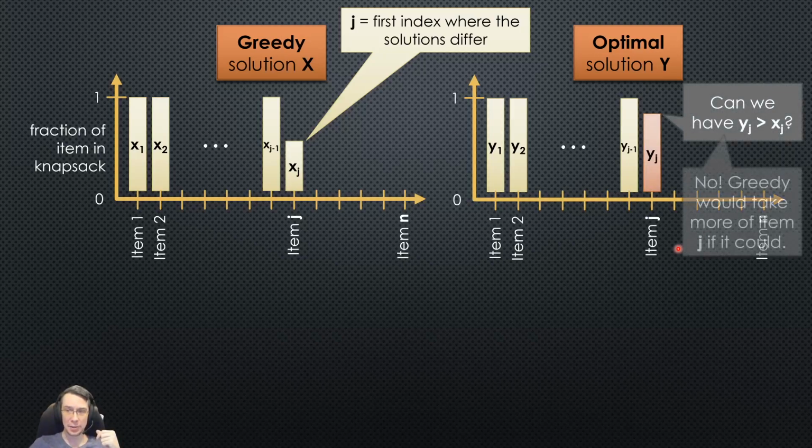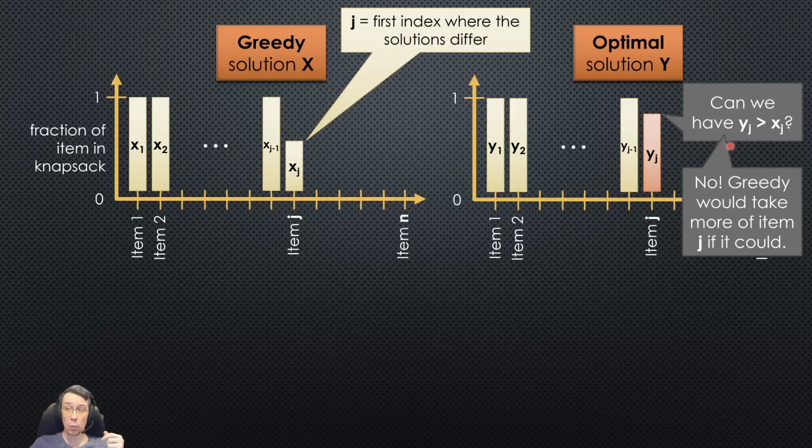Well, it can't, because if yj were greater than xj, and the solutions x and y are the same up to xj minus 1 and yj minus 1, they each take the same amount of items 1 through j minus 1. And then the optimal solution somehow manages to pack more of item j into the knapsack than the greedy solution can. But in fact, that contradicts how the greedy solution works, because if it were possible to take these first j minus 1 items in the same proportions that y does, and then to take more of item j than it does, well, the greedy algorithm would take more of item j.